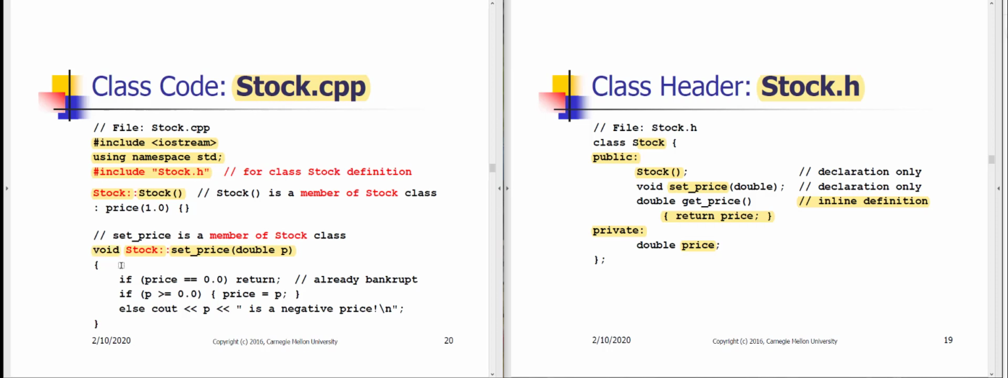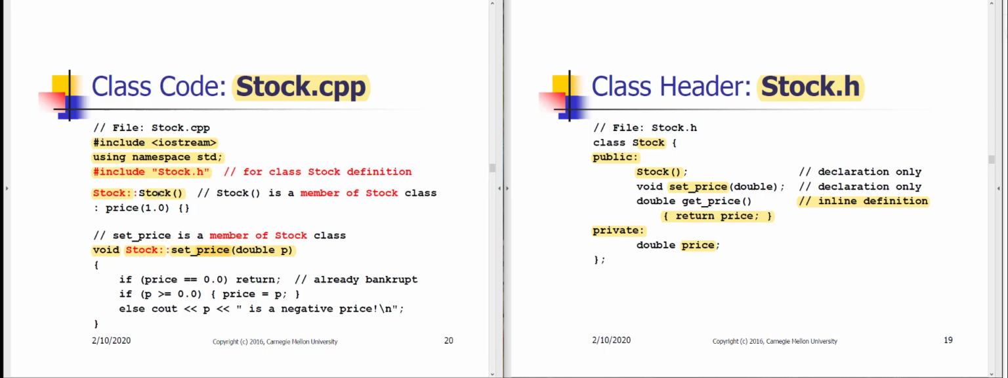So for our constructor, let me erase some of this yellow. This is the default constructor for the stock class, and it is a member of the stock class. It is not some other function named stock unassociated with this stock class. Similarly here, setPrice is a member of the stock class. It is a function that takes a double and returns nothing.